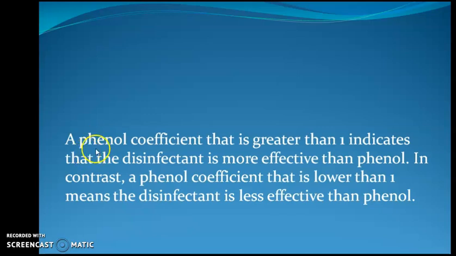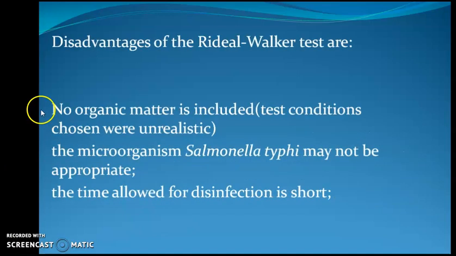Now we already know that a phenol coefficient that is greater than 1 indicates that the disinfectant is more effective than phenol, and if we are getting a phenol coefficient that is lower than 1, then it means that the disinfectant is less effective than phenol. But still there are some disadvantages of the Riddle-Walker test method. Here no organic matter is included in it, and the test condition that is chosen was very unrealistic. In realistic conditions, there will be the presence of organic matter, and the microorganism Salmonella typhi may not be the appropriate organism to be used, and the time allowed for disinfection is very short.